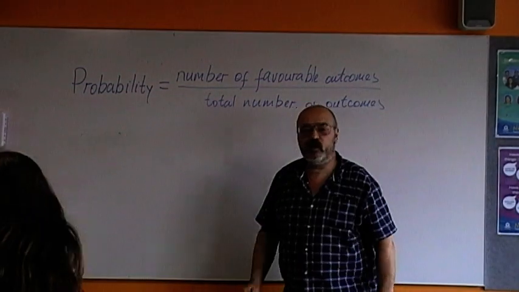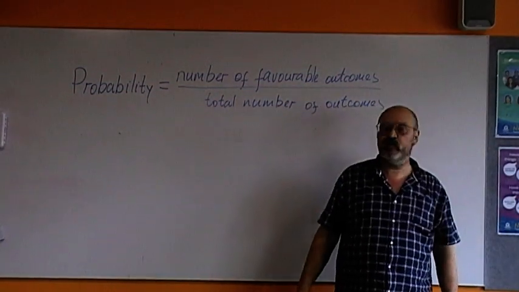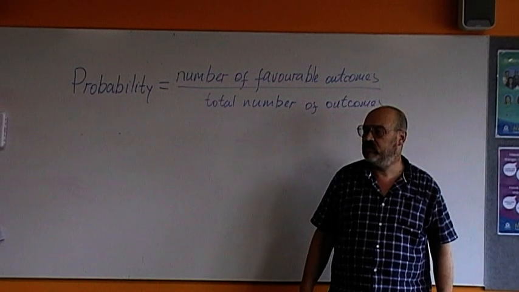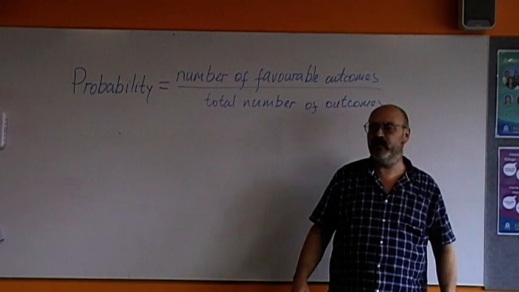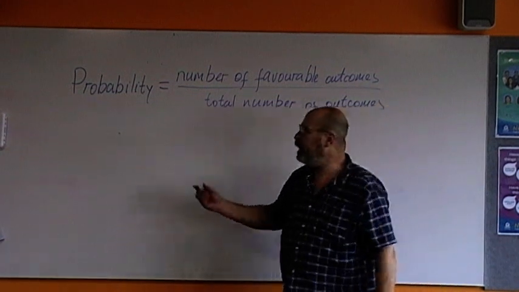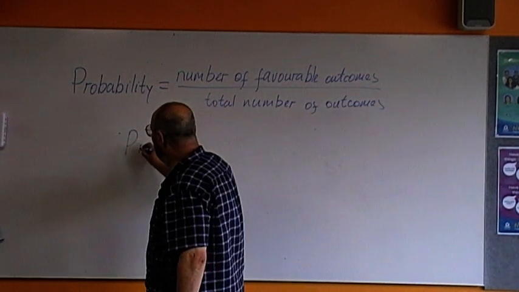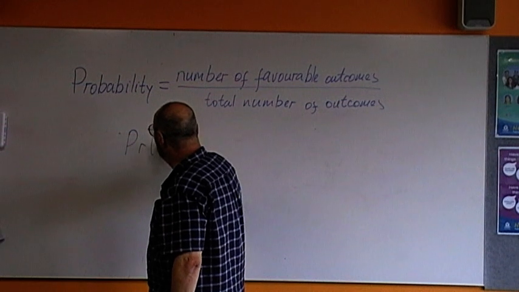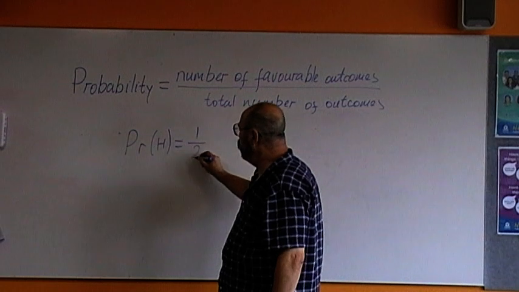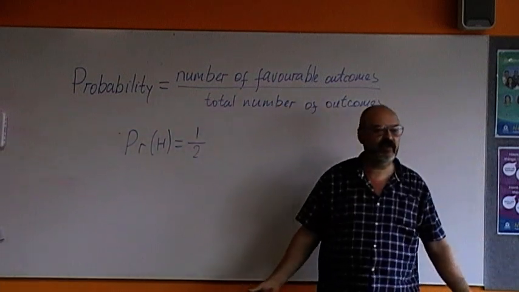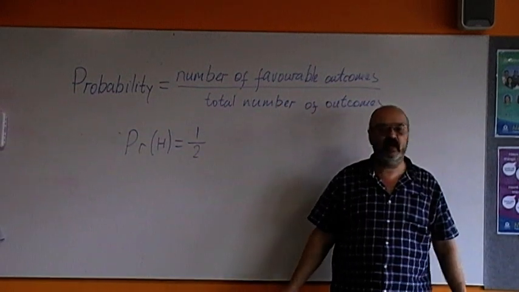So for example, when you toss a coin, how many possible outcomes? Two, head or tail. So if you look at the probability of getting a head, you have only one favorable outcome, because we have one head out of two possible outcomes, so the probability of getting a head when you toss a coin is 1/2.